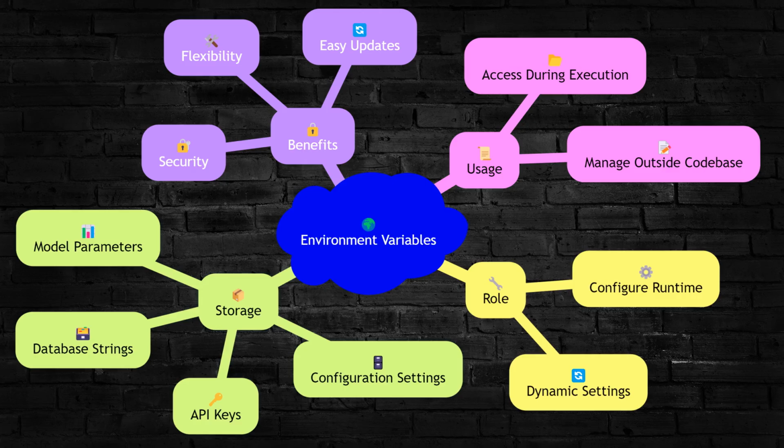Environment variables play a crucial role in job run settings by allowing you to configure your script's runtime environment dynamically. These variables can store configuration settings, such as database connection strings, API keys, or model parameters, which can be accessed by your script during execution. Using environment variables helps in maintaining flexibility and security, as sensitive information can be managed outside the script's codebase. This approach also facilitates easier updates and modifications to the configuration without altering the script itself.